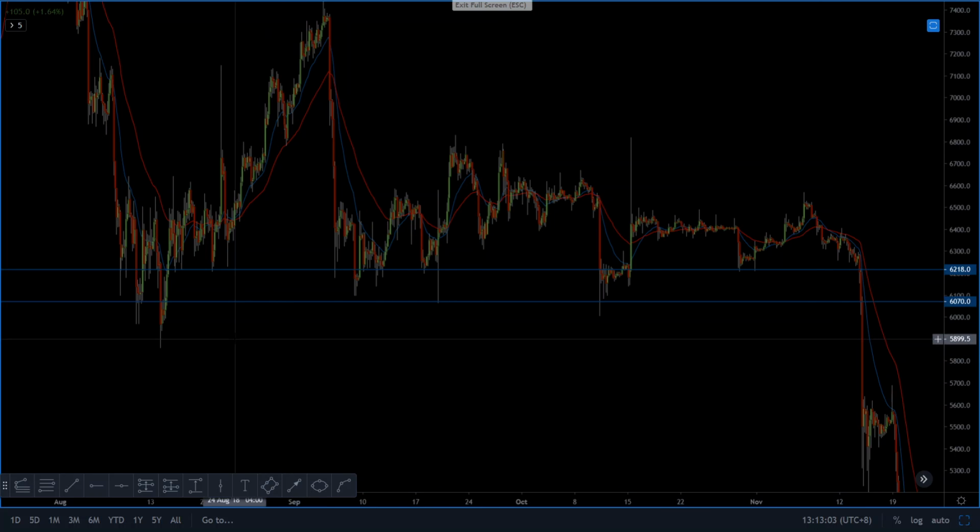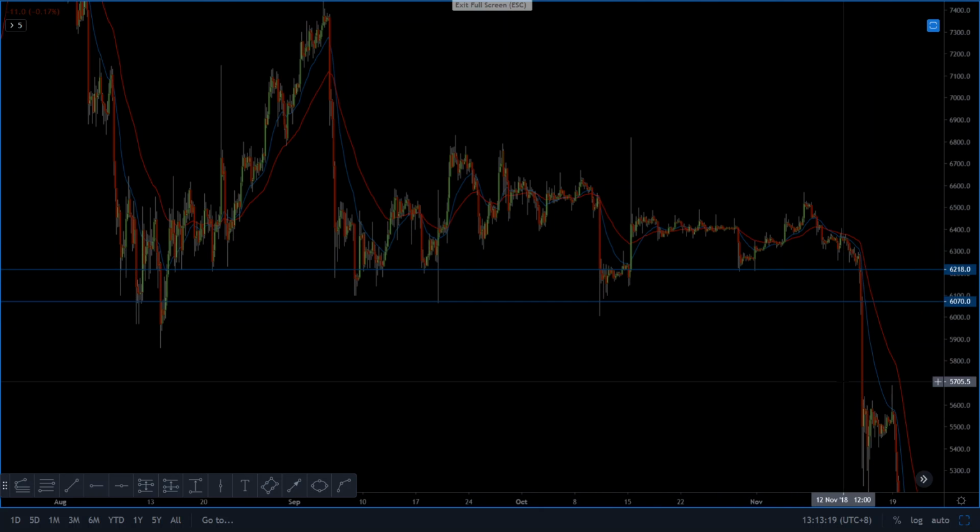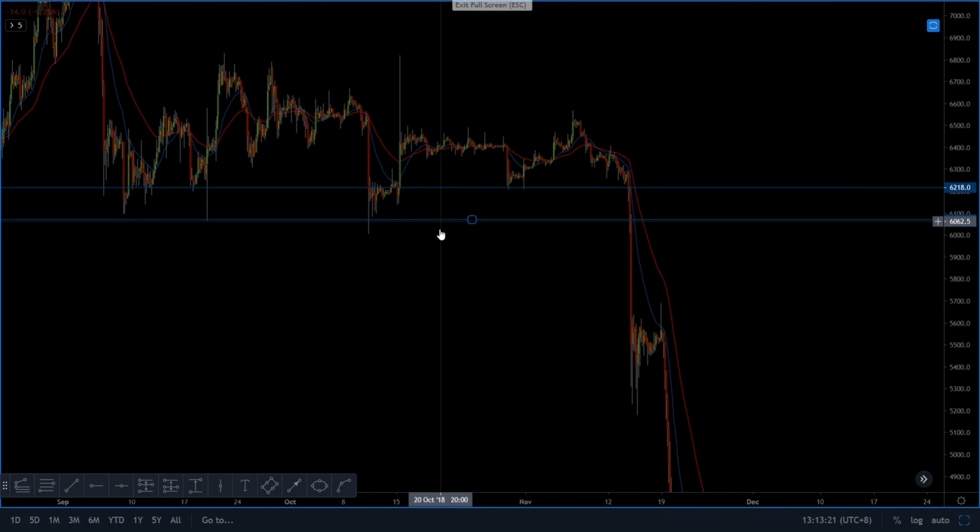So I liken this to a brick wall rather than the trampoline effect I explained earlier. Say you've got a hammer, you keep hitting a brick wall, you keep smashing it, eventually it's going to crack and break. So it's been hit here as support over and over again, and eventually it just gave way. Does that mean that this level is no longer valid? Definitely not. In the future, when price comes back to this level, price can most certainly behave off of these levels again.